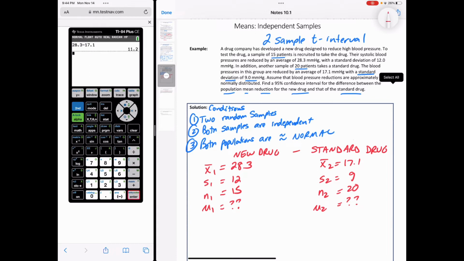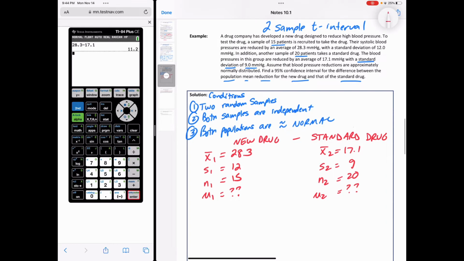Okay, now here's what I know. I know that with this experiment, the new drug was better. It reduced the blood pressure 11.2 mmHg more than the standard drug. How do I know that? I subtracted it. I got a positive number. So I know that the new drug did better.